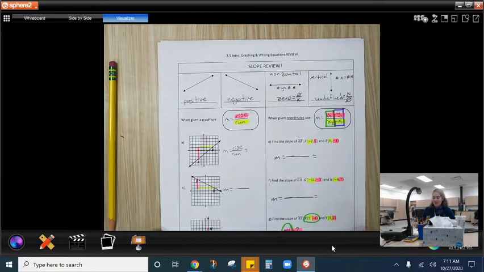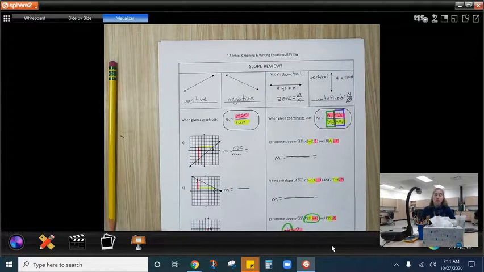Hello, geometry. So this is 3.5, graphing and writing equations review. We're going to get into it a little bit more next week when we start looking at parallel and perpendicular lines, which is all of chapter 3. But for now, I just wanted us to remind ourselves that we know how to do this. It's just been a long time.